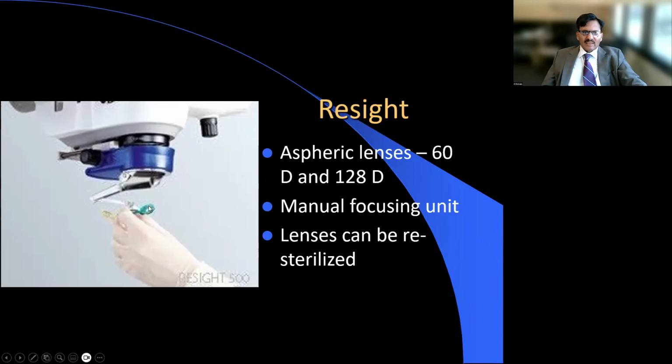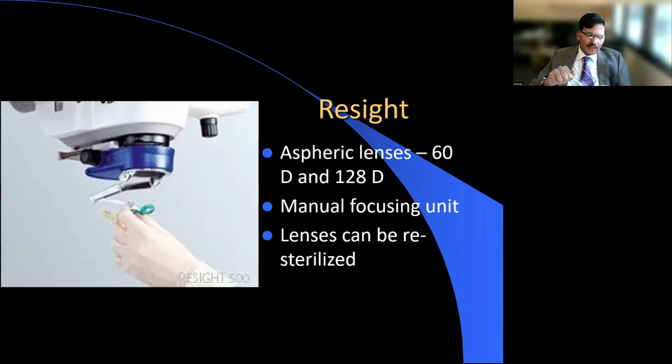And as I alluded to earlier, the lower the dioptric power, the smaller the field, but better resolution and better stereopsis. The other advantage of this system is that it can be sterilized in an autoclave by steam sterilization. And this is an important thing because a lot of places don't have gas sterilization either available or allowable.